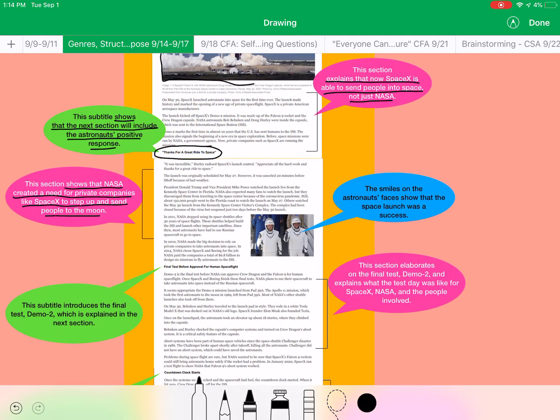Then I see this image of the two astronauts smiling, and I think, how does this help the reader? This helps the reader because the smiles on the astronauts' faces show that the space launch was a success. This is going to help the reader understand the author's point of view that this partnership was a positive thing.